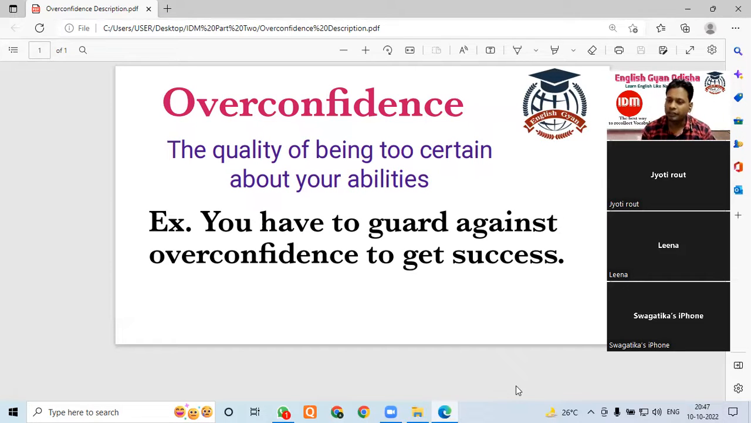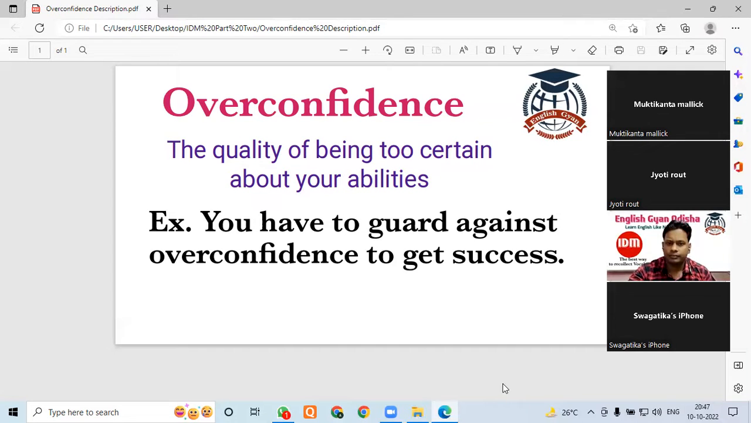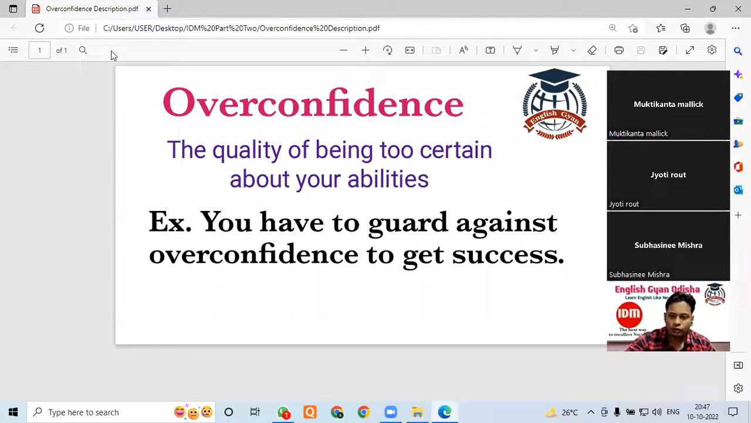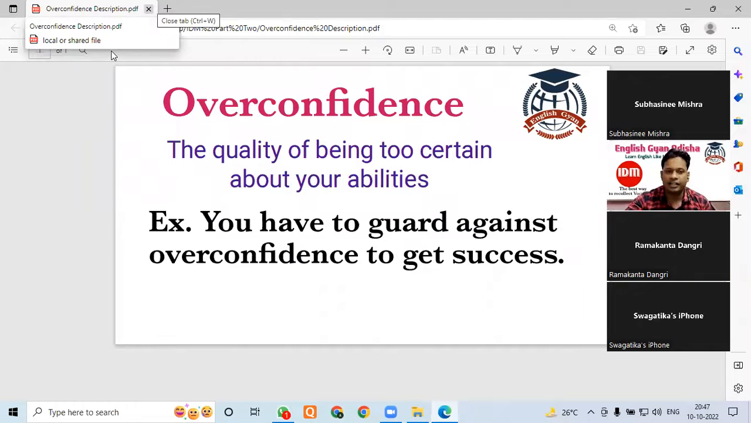Right now, did you get the meaning of overconfidence, everybody? Do you understand? Yes? Or any problem? Everybody? Yes, sir. Great. So this is something called overconfidence. Just put a hand up so that I can see.